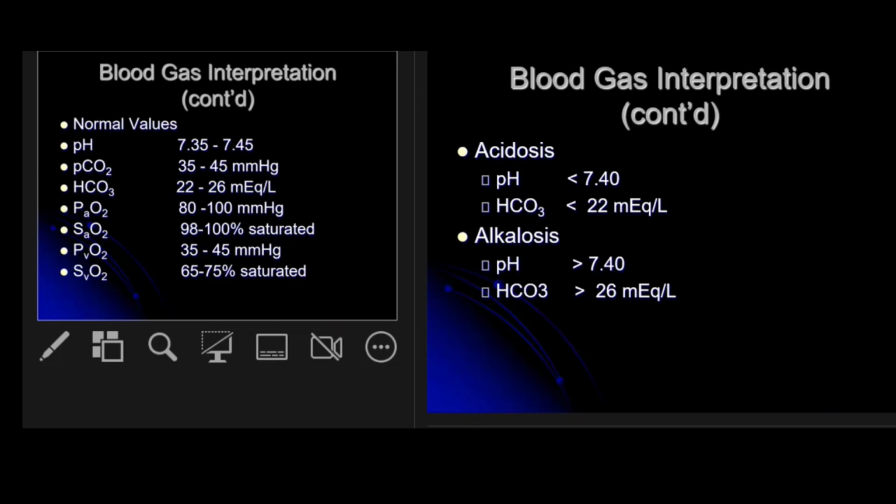Normal blood gases, we've talked about this briefly, but normally your pH should be 7.35 to 7.45. Your partial pressure arterial CO2 should be 35 to 45. Your bicarbonate should be 22 to 26. And your PaO2, the partial pressure of oxygen, should be 80 to 100. And your saturation of oxygen should be 98 to 100% normally. With a PvO2, or partial pressure of venous oxygen, of 35 to 45 and venous saturations of 65 to 75%.